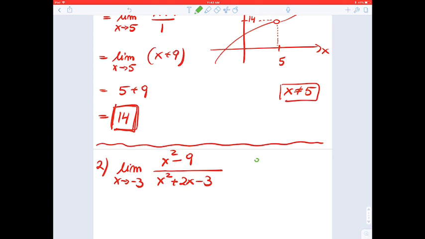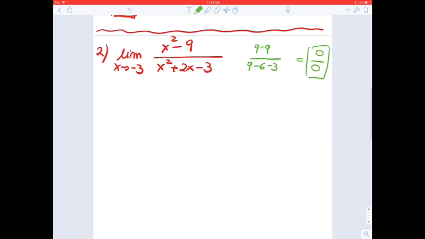Negative 3 squared is 9, 9 minus 9. Okay, I see, it's 0. And then negative 3 squared again is 9. Negative 3 times 2 is negative 6, minus 3. Okay, again a similar situation: 0 over 0. Please remember, we might get 0, but you really have to have a strong reason. Prove it. Okay, 0 over 0 is an undefined form.